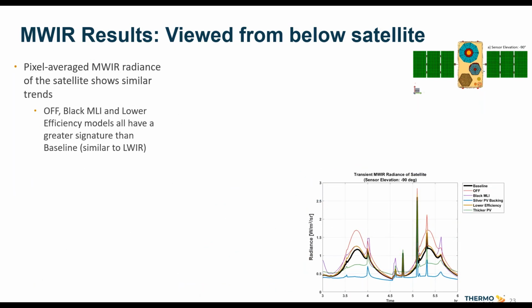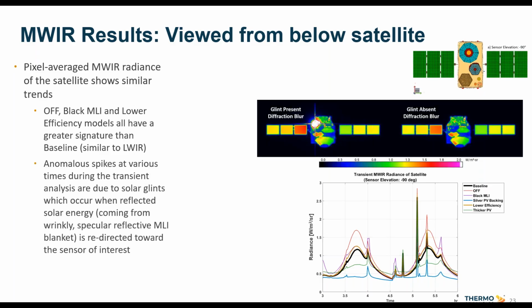In the midwave, we see something similar to the long wave, with one notable exception that sticks out, which is these big spikes that you see at various times throughout the transient simulation. And these anomalies are due to solar glints, where the geometric relationship between the sun, that crinkly, reflective MLI blanket that's on the bus of the satellite, and the sensor are all aligned perfectly, where we get this specular reflection of the solar energy being focused right towards the sensor of interest. And so those big radiant spikes are coming from solar glints.